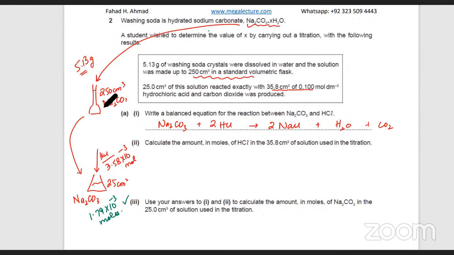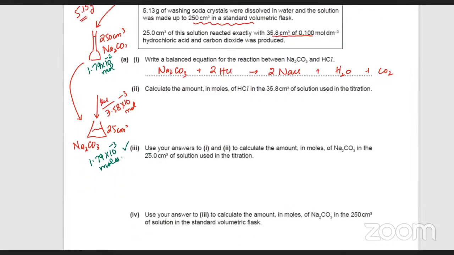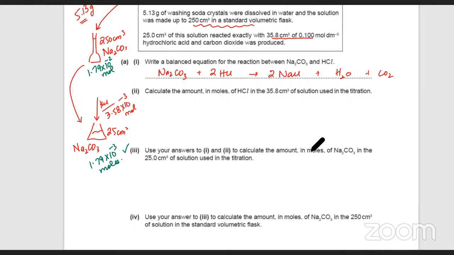Next, he's going to ask you, what is the moles in 250 cm cube? So in 25 cm cube of Na2CO3, you had this much. So what will it be in 250? According to the ratio, that's going to be 10 times more. So this will be how much? 1.79 times 10 power minus 2 moles. Is that clear? Yes, yes. So we did this part as well, in 250.